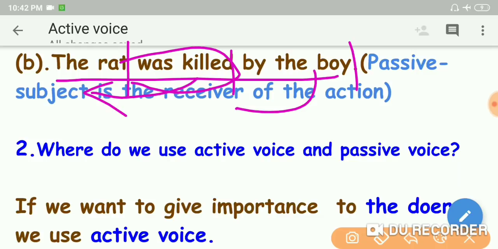In a passive sentence, the subject is the receiver of the action, whereas in an active sentence, the subject is the doer of the action. In sentence B, rat is the receiver of the action. In sentence A, the boy is the doer of the action. When the subject is the doer of the action, that is active voice. When the subject is the receiver of the action, that is passive voice, my dear friends.